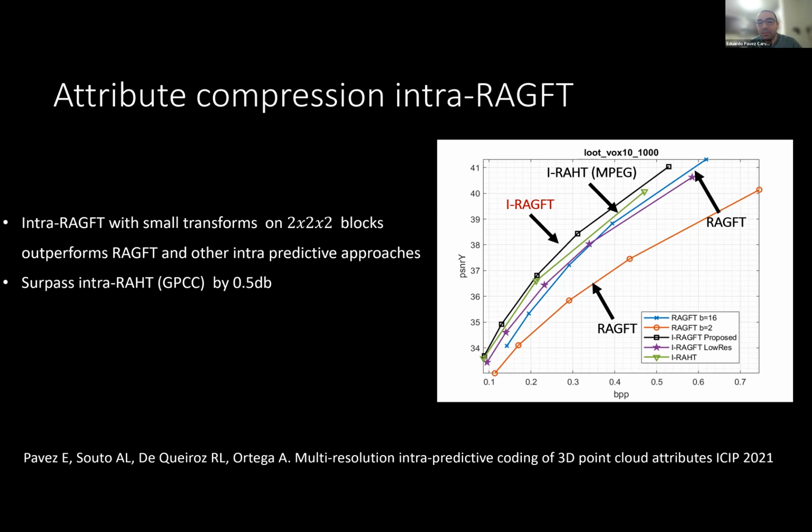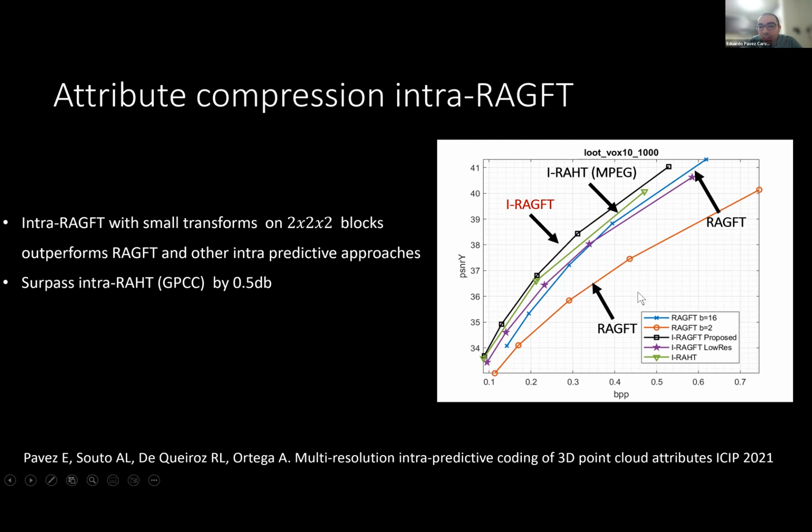Maybe the first thing I want to point out is that the intra array GFT is the black line here and outperforms all the other methods at all bit rates. And what's interesting is that it only uses a 2x2 block transform. So it uses very small transforms, so it has good complexity, but when combined with the proposed intra prediction method, it outperforms everyone else.